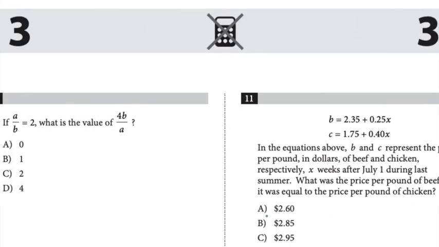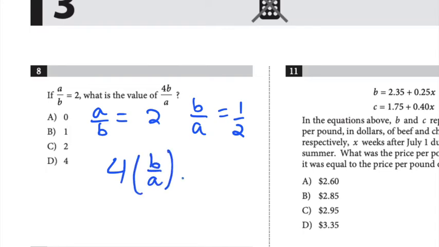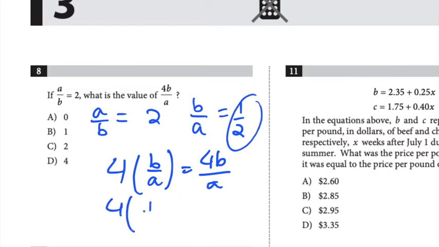Question number 8. Question number 8 says, if A over B is 2, what is the value of 4B over A? So, A over B is equal to 2, that means B over A is a half, and if we do 4 times B over A, which is basically 4B over A, right? So we do 4 times B over A value was a half, we get 2. So the answer choice here is C.